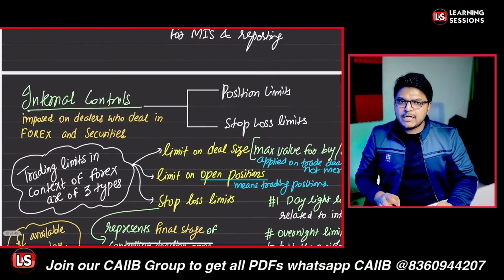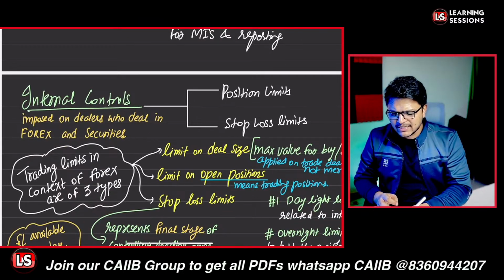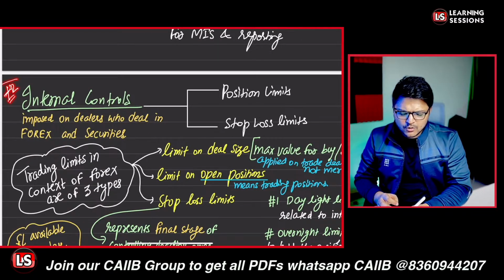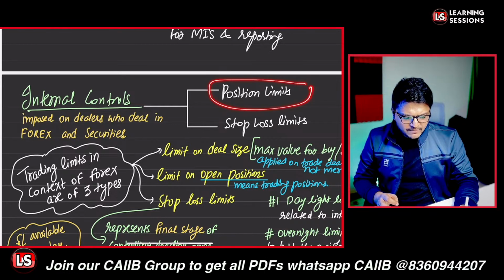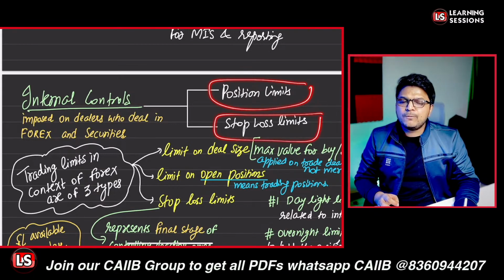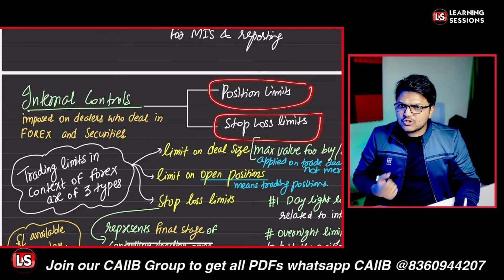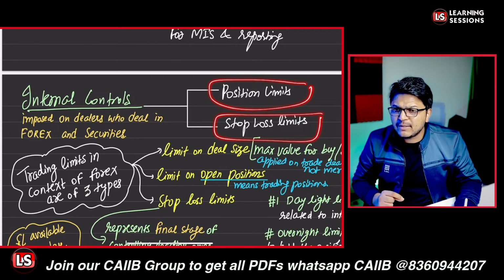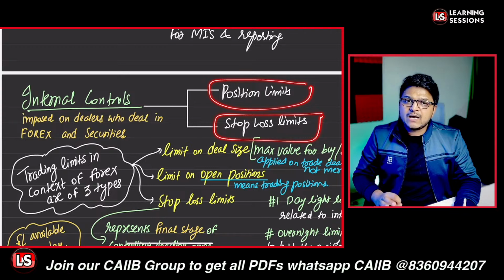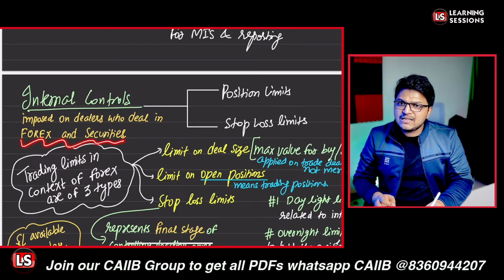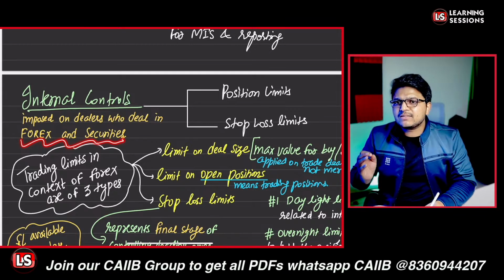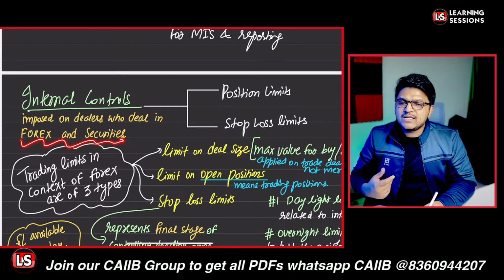And after that, it's related to the internal controls, right? So the second thing is actually related to the internal controls. Internal control is basically divided into two parts. First of all, it's related to the position limits, and the second one is related to the stop loss limits, right? So internal controls are basically imposed when we are dealing in the foreign exchange market or in the securities market. So when the bank is dealing in the foreign exchange market or the securities market, internal controls are imposed on the dealers. Why are these imposed?